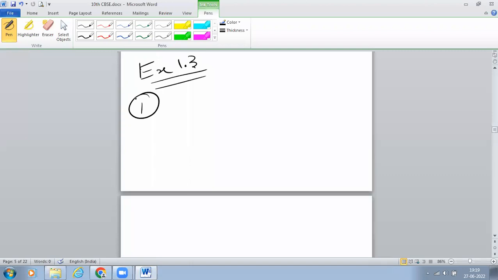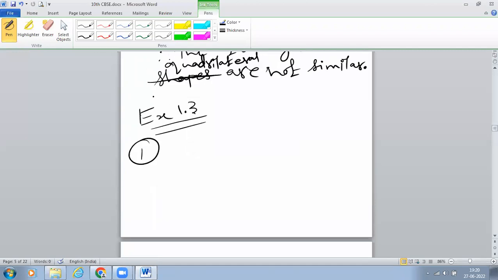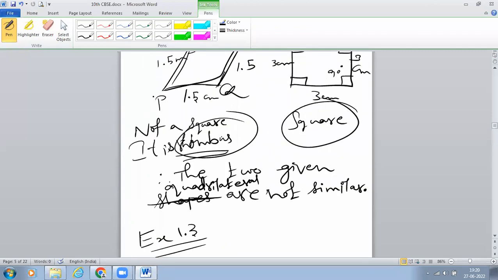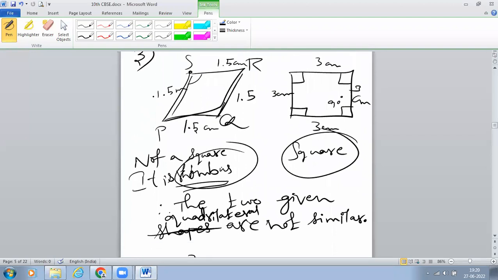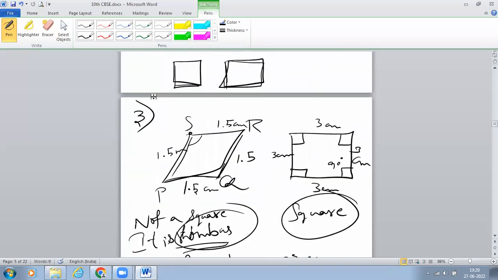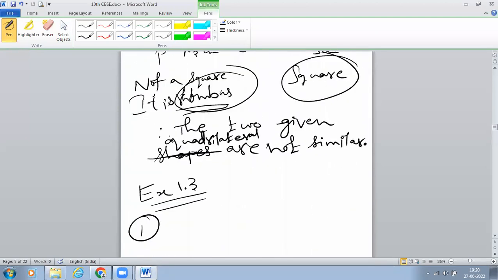Exercise 6.1. Or simply you can write for this previous question: since the corresponding angles are not equal, they are not similar. Just write the answer like this. Or else you can write like this: the two given quadrilaterals are not similar, because the corresponding angles are not equal.